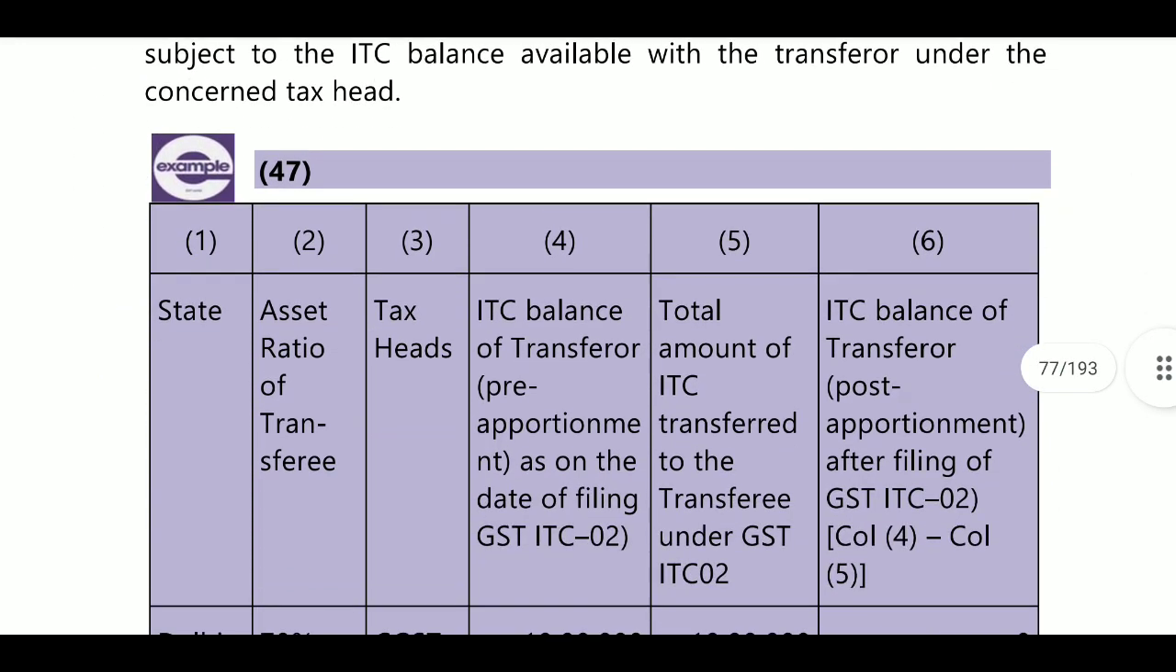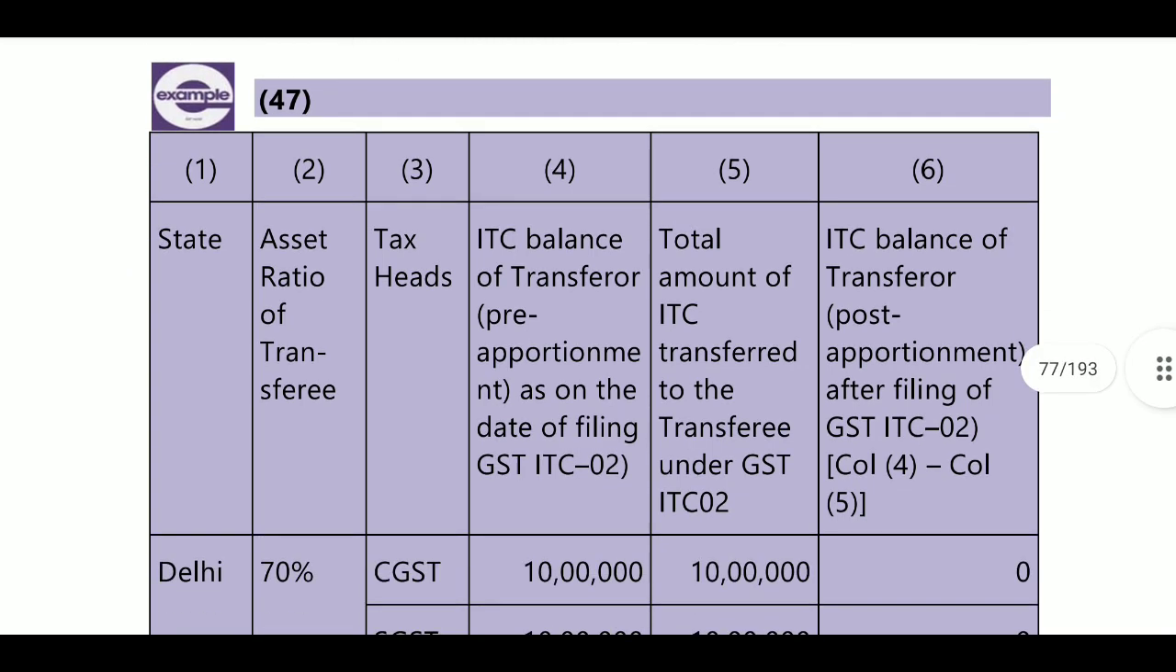Here, based on the states' assets ratio, we have the transferee, tax heads, ITC balance, transferor, and total amount of ITC. Apportioning means that on the date of filing of GST ITC-02, the total amount of ITC transferred to the transferee under GST ITC-02, and the ITC balance of the transferor, is post-apportionment at the filing of GST ITC-02.